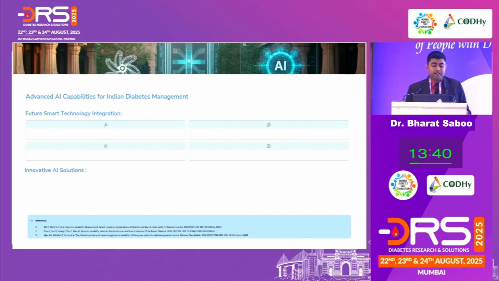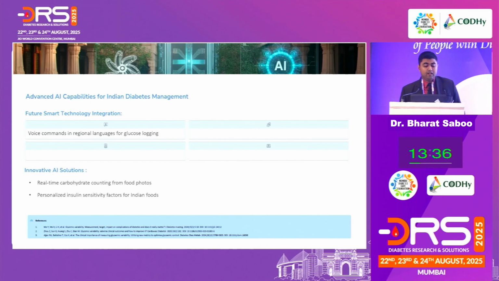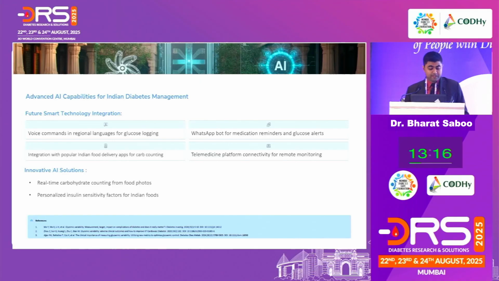Looking at capabilities specific to Indian diabetes care using CGM, there is voice-commanded glucose logging. This is being developed by a few CGM developing entities, where the person just has to say what's on the plate, and that gets registered through voice processing, and even the glucose logging gets added. A WhatsApp bot for medication reminders with CGM integration, and so on and so forth. And telehealthcare is already getting a major integration here.